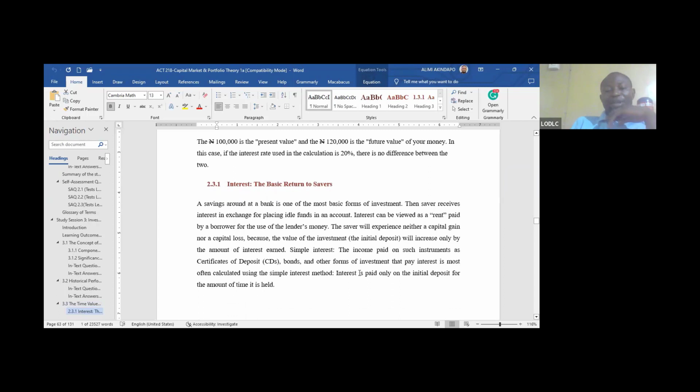So we have basic return to savers. Those who save also have returns. But the return when you save is not as big as when you invest. Do you understand? Saving in a bank is one of the basic forms of what? Investment. The saver receives interest in exchange for placing idle funds in an account.